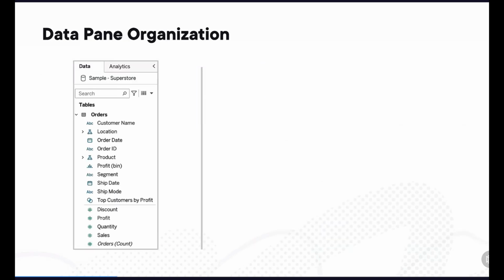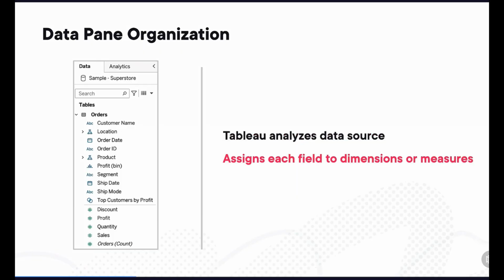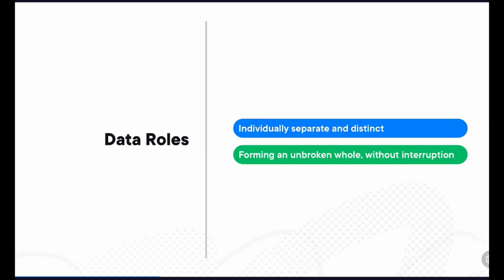In this photo, we can see the data pane from the sample Superstore dataset. When we connect to a data source, Tableau analyzes your data source and assigns each data field to the dimension area or the measures area of the data pane, depending on the type of data the field contains. In my opinion, the concept of data roles in Tableau is one of the most important foundational concepts to understand. This concept defines what Tableau will draw on the canvas as we drag and drop.